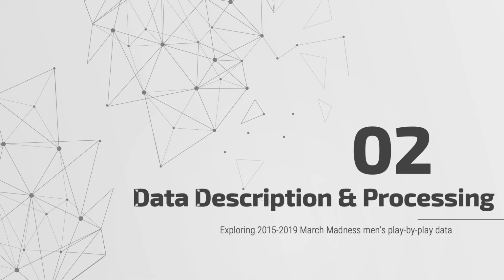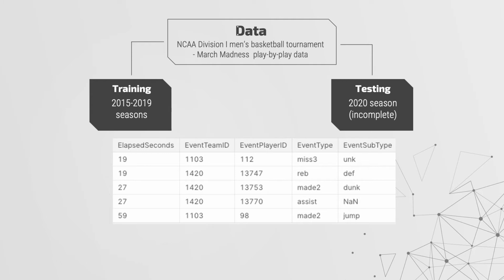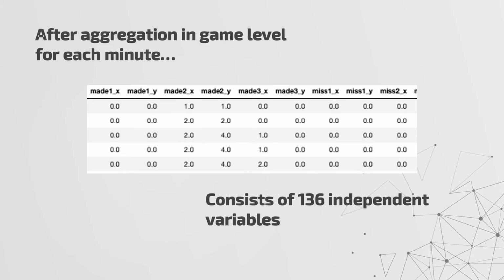And I'll describe the data pre-processing very briefly. I'm using the March Madness play-by-play data, using the 2015 to 2019 seasons as training and the 2020 season as testing. In pre-processing, I aggregated the play-by-play data at game level for each minute by counting how many times each event happened accumulatively in 1 minute. So the processed data consists of 136 independent variables. Each variable represents a certain event type or sub-event type.